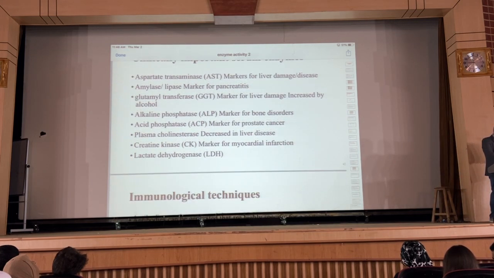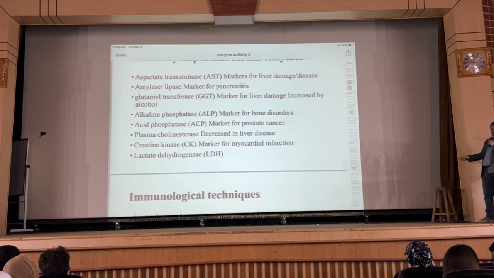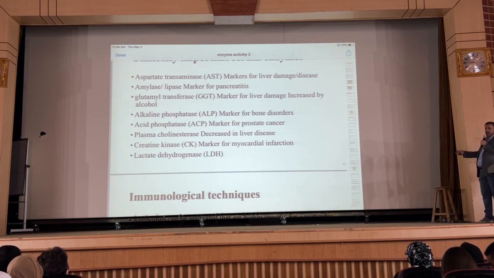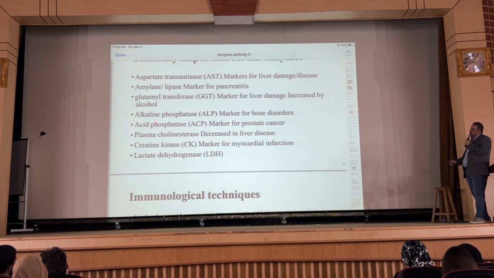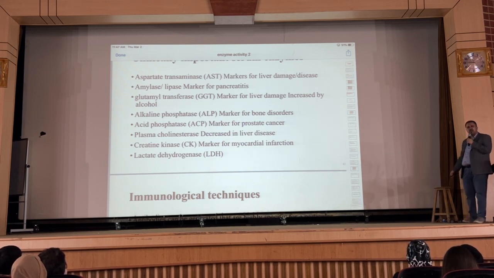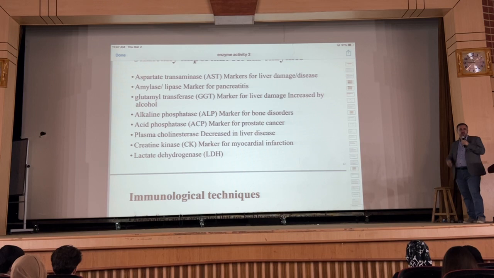Another way. These are examples of enzyme measurement. They are important. For example, AST and ALT for liver damage. So when you suspect there is liver damage, you send the patient for measurement of AST, aminotransferase, and ALT, ALP, GGT. Acid phosphatase for prostate cancer, CK, creatine kinase for myocardial function, lactate dehydrogenase also for myocardial function. There are so many examples, thousands of examples. Measurement of these enzymes is important clinically.